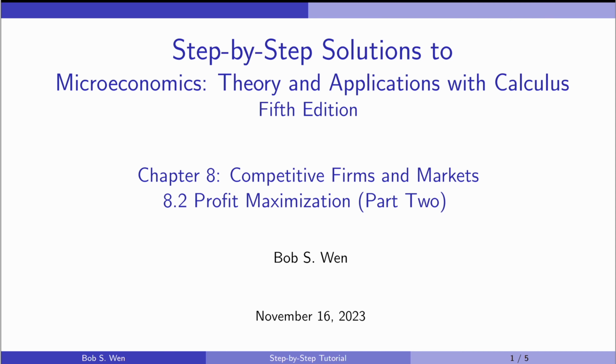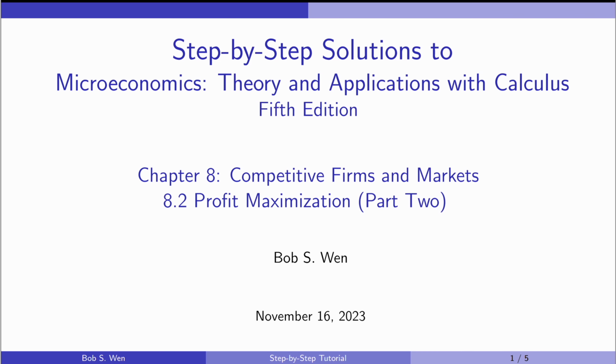Hi, I'm Bob. Let's continue to solve the last 4 exercises in this section about the firm's profit maximization. A firm follows a 2-step procedure to maximize its profit. In the first step, it decides the output level to maximize its profit. In the second step, it compares the revenue and the avoidable cost to determine whether to shut down.